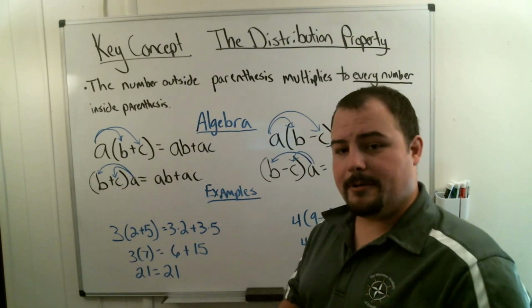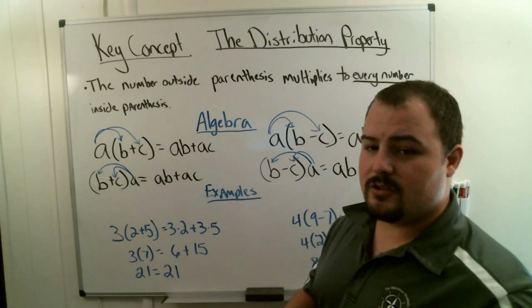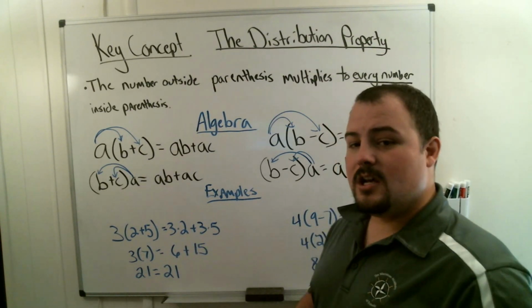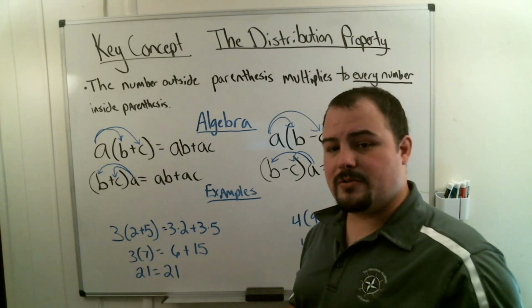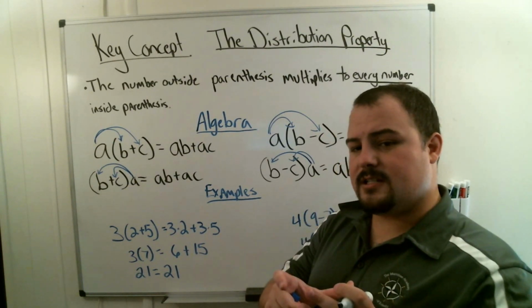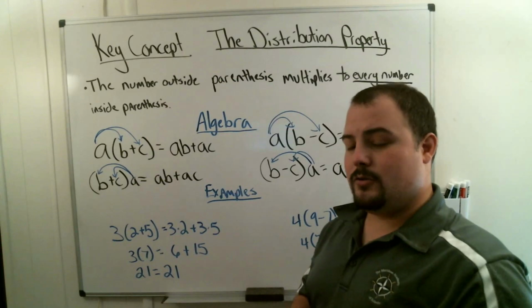So what the distribution property is showing you is that sometimes if you're doing PEMDAS and you solve inside parentheses, you'll get the same answer as if you do distribution property and take that number that's right next to parentheses and give it to each one if you do it correctly.